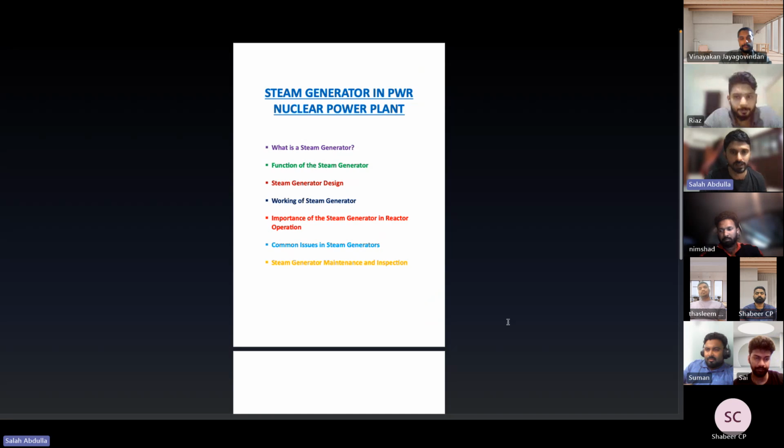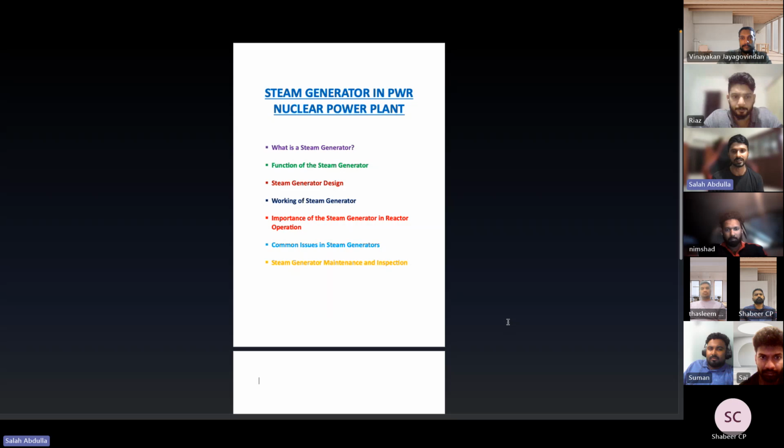Regarding the steam generator, I would like to cover: first, what a steam generator is; second, the function of a steam generator in a nuclear power plant, especially in a pressurized water reactor; the design and working of steam generators; the importance of the steam generator in reactor operation; common issues in steam generators; and steam generator maintenance and inspection. Let me go to the first topic: what is a steam generator?